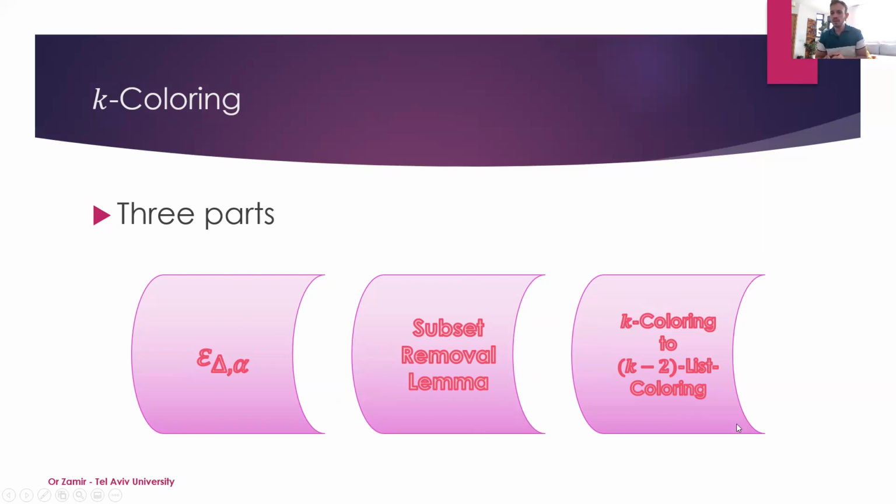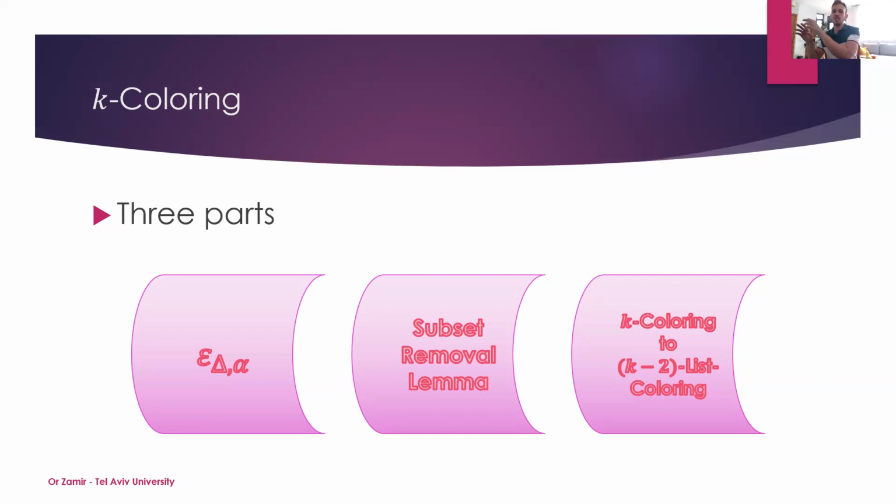So this is basically showing, using this epsilon delta alpha result, that if I can solve K minus 2 list coloring, which is a slightly different problem, in time that is exponentially faster than 2 to the n, then I can also solve K coloring in a very similar time to that. And in fact, the results that had exponential improvements for 3 coloring and 4 coloring were also true for list coloring and not only for regular coloring.